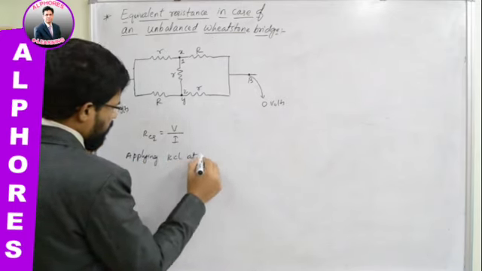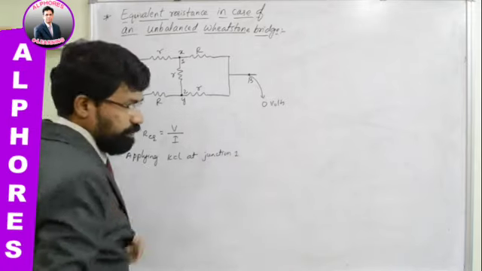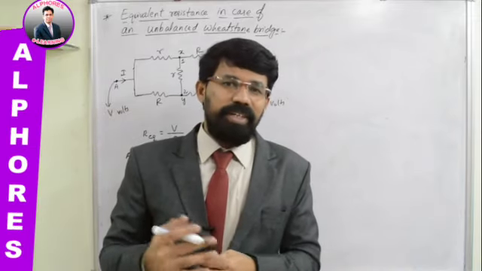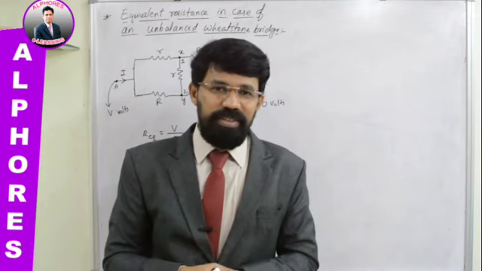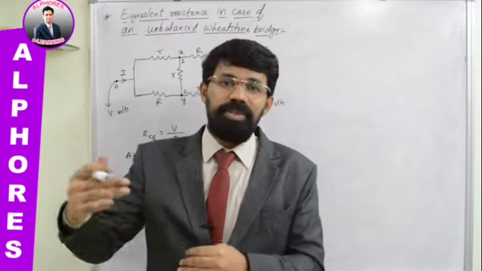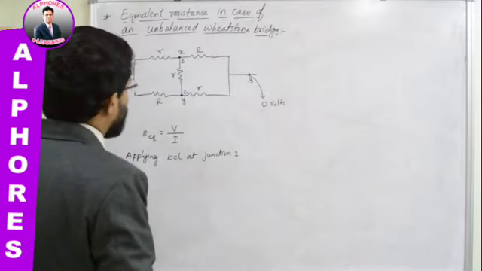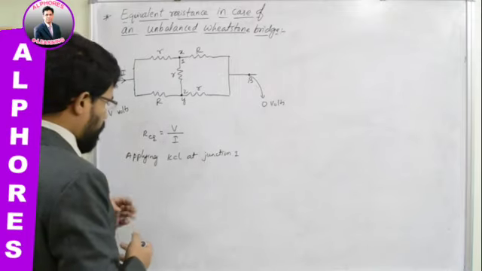Applying KCL at junction 1. According to Kirchhoff's current law, the current entering the junction is equal to the current leaving the junction, or the algebraic sum of the currents meeting at a junction is equal to 0, isn't it? So I'll make use of the algebraic sum of currents being 0, the mathematical form of KCL.